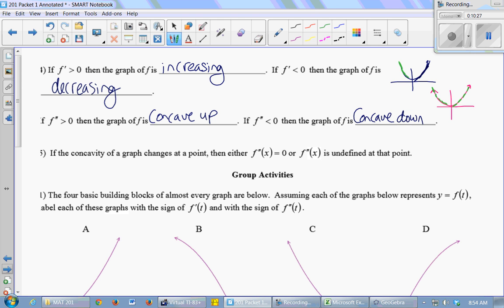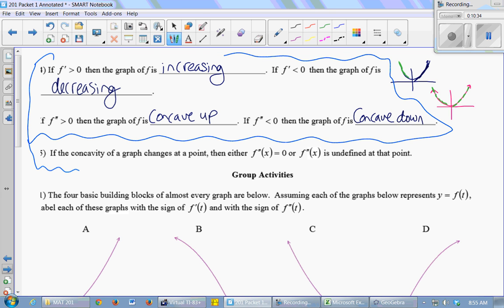So these two statements here, super important. If the concavity of a graph changes at a point, then either f double prime must be 0 there or it's undefined there. And we call that a point of inflection, place where the concavity changes. Okay, I'm going to leave the details for you to work on, and I will be available to answer questions if you need it.